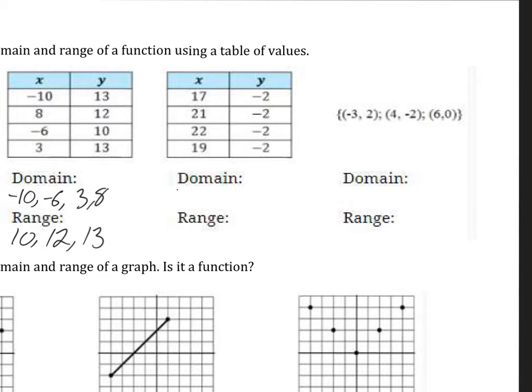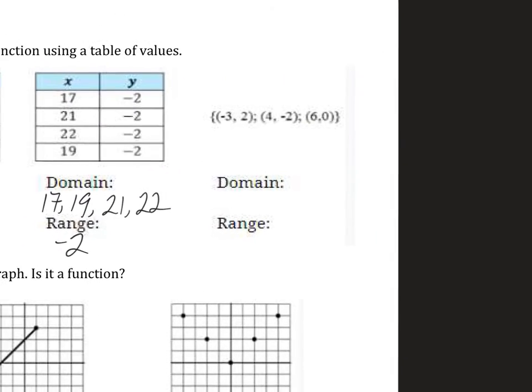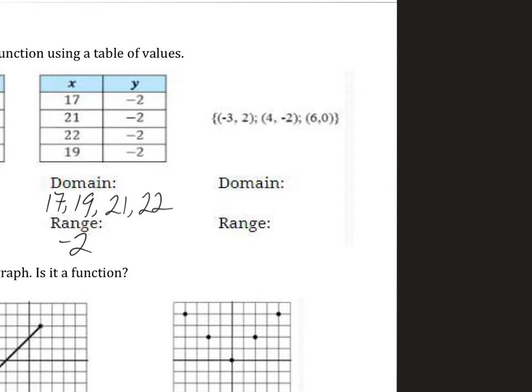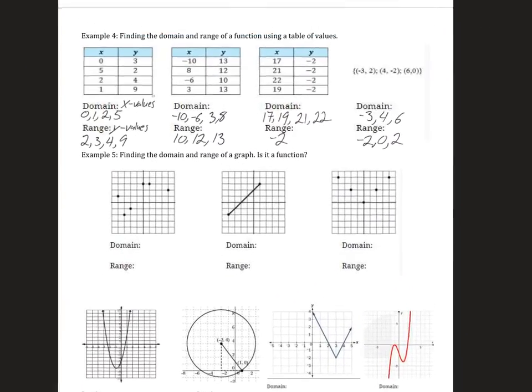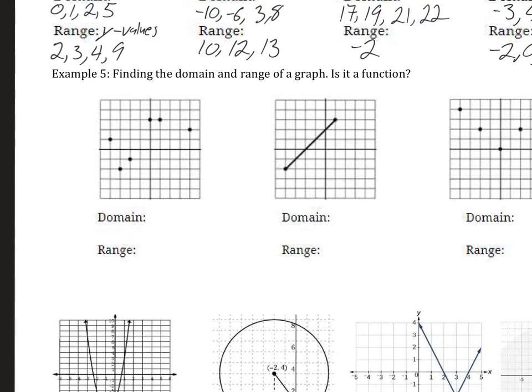We should have 17, 19, 21, and 22. My range, everything's just -2, so I'm just going to write down -2. And then for the last one, again, domain is your x values, range is your y values. So looking at my x values, the smallest one is -3, 4, and 6. For my y values, my smallest number is -2, 0, and +2. Okay, now find the domain and range for each of the graphs.